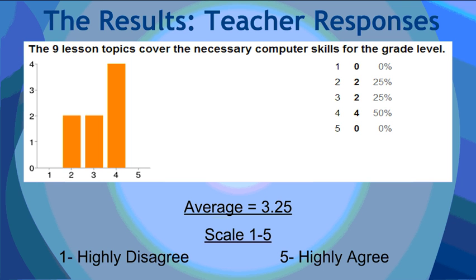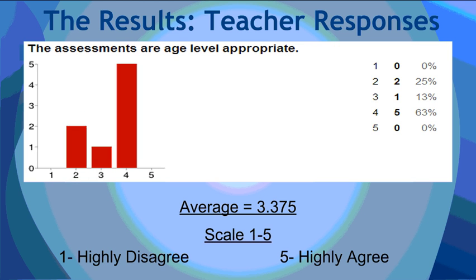The 9 lesson topics cover the necessary computer skills for the grade level. We have 4 4s, 2 3s, and 2 2s, giving us an overall of a 3.25 on our 1 to 5 scale. And here, we're not really sure if the teachers are aware of the ISTE standards for students. So at least in what they think the students need, that's the rating they gave us, but what we think the students need and what they think they need might be two different things.